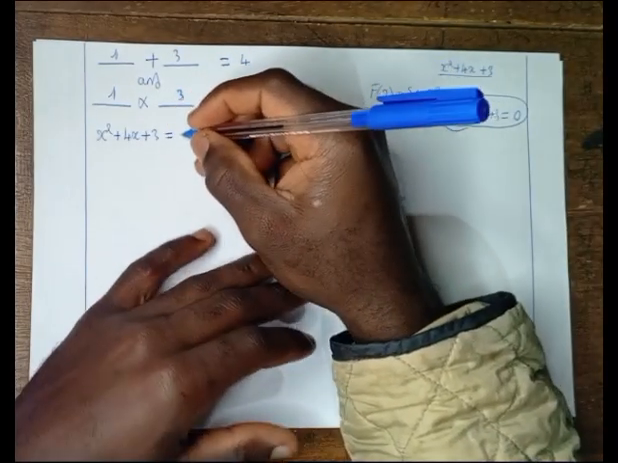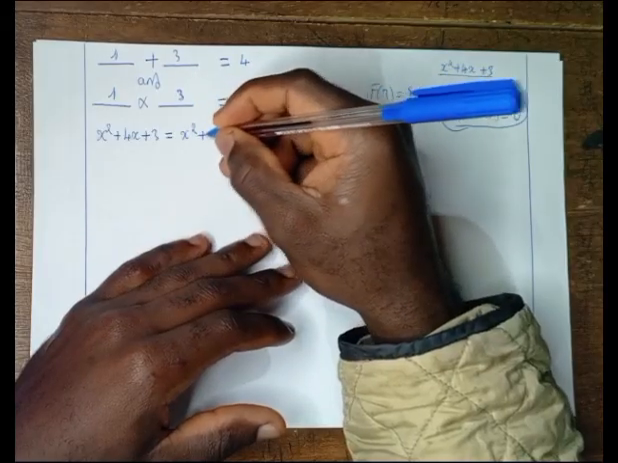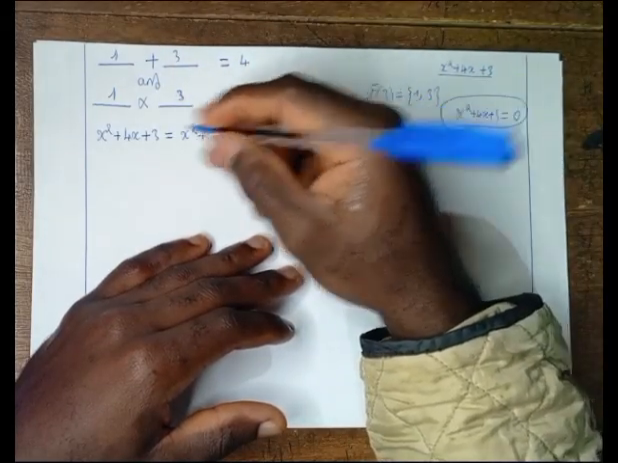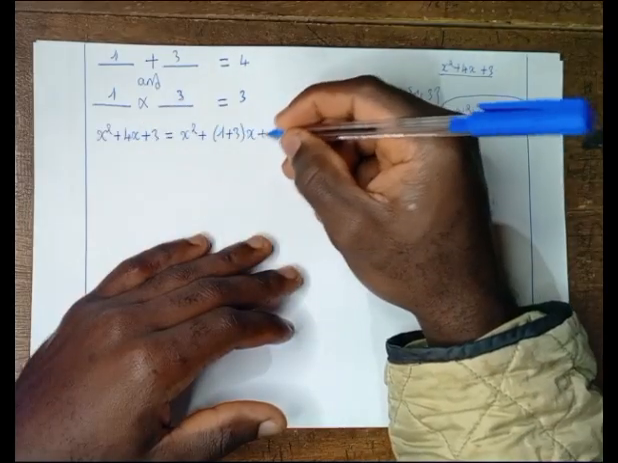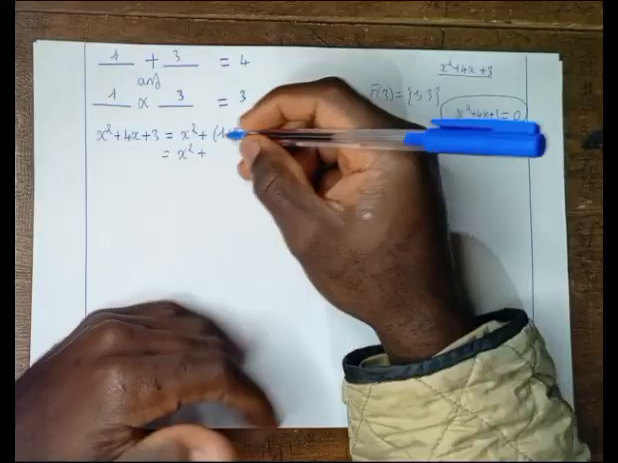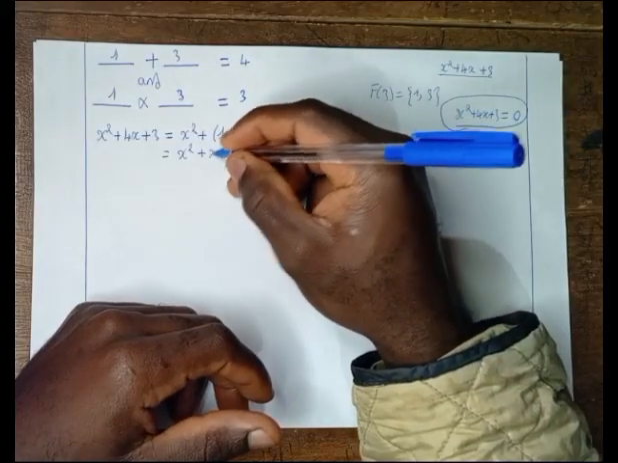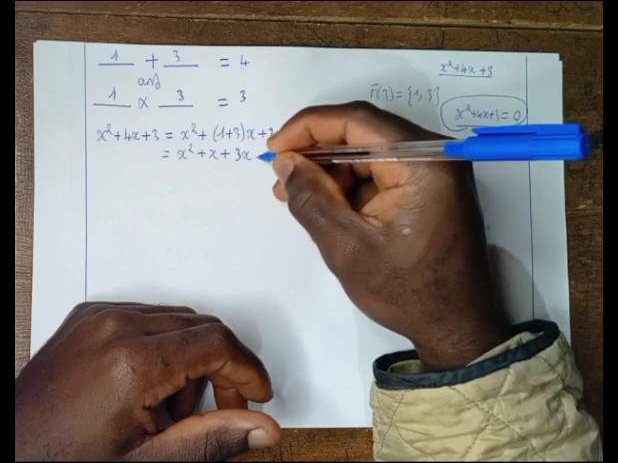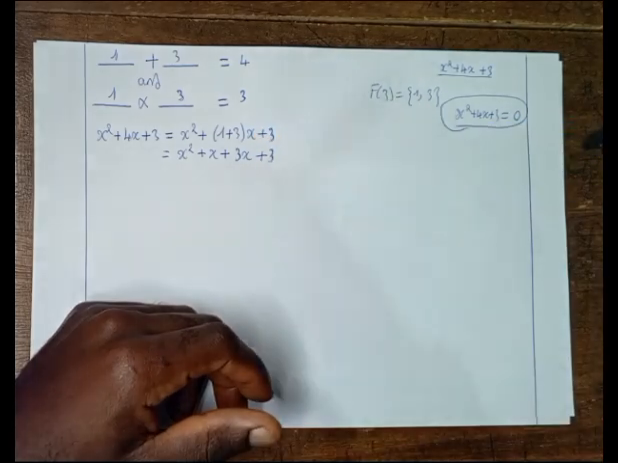This will simply be the same as x squared plus, I'll replace 4 with 1 plus 3, then times x plus 3. This will simply be equal to x squared plus, I'll expand this bracket, 1 times x remains x, plus 3 times x gives us 3x plus 3.